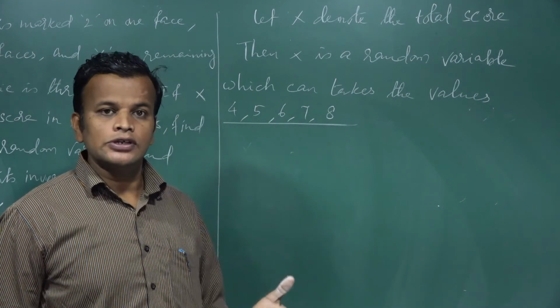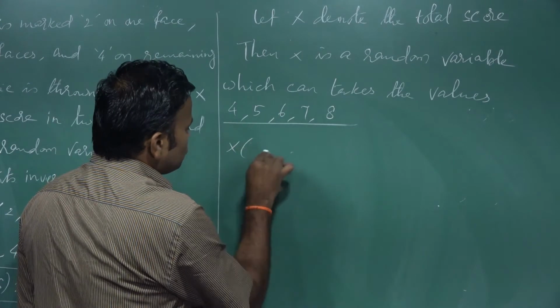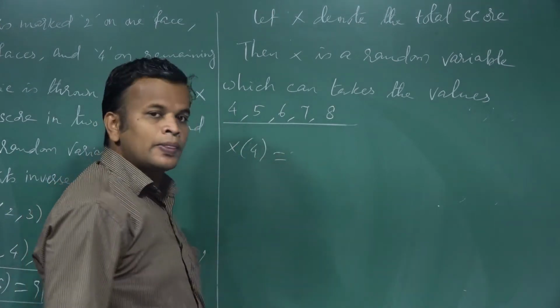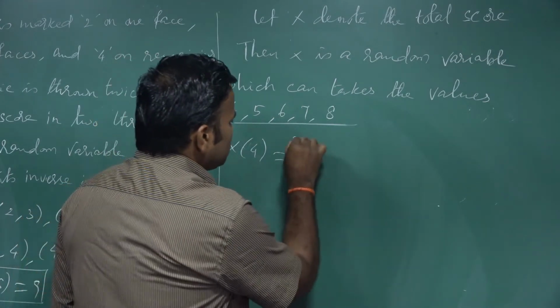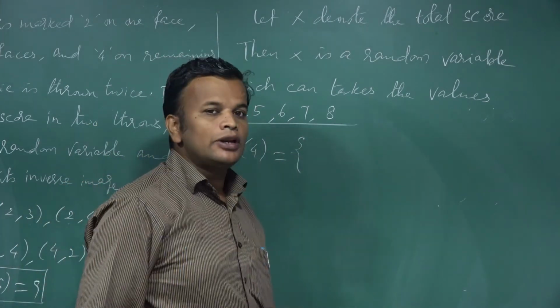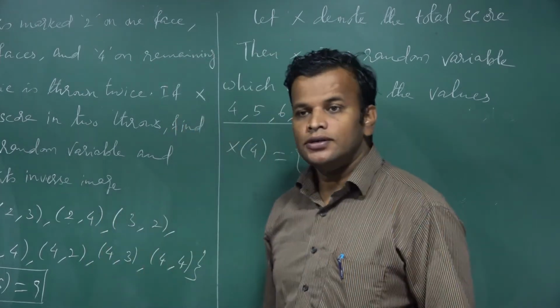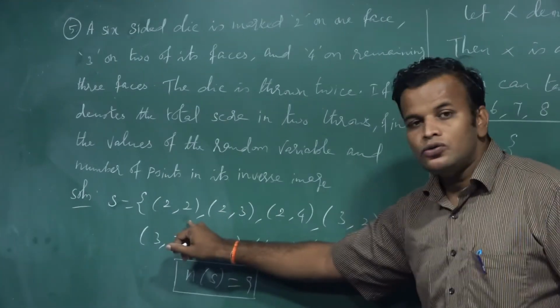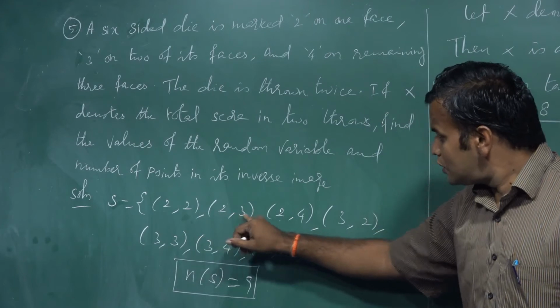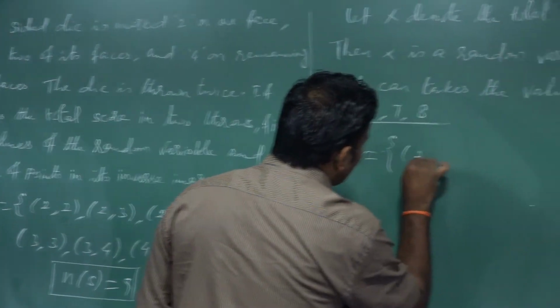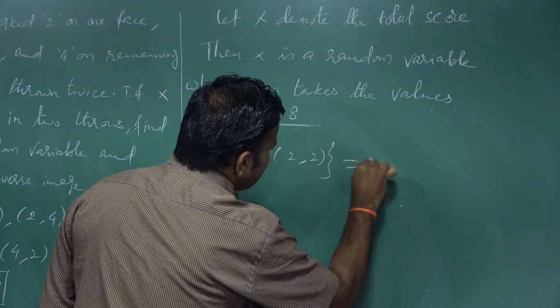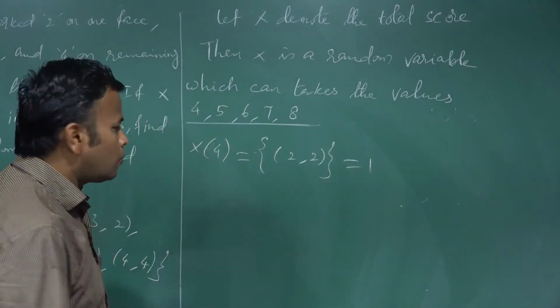Next, to find the inverse image. So first, X of 4. X of 4 means the total is 4. How many values are possible in the sample space? You see in the sample space, total value 2 comma 2, so only 1. All the remaining will not give 4. So 2 comma 2. How many events? It's only one event. So 1.